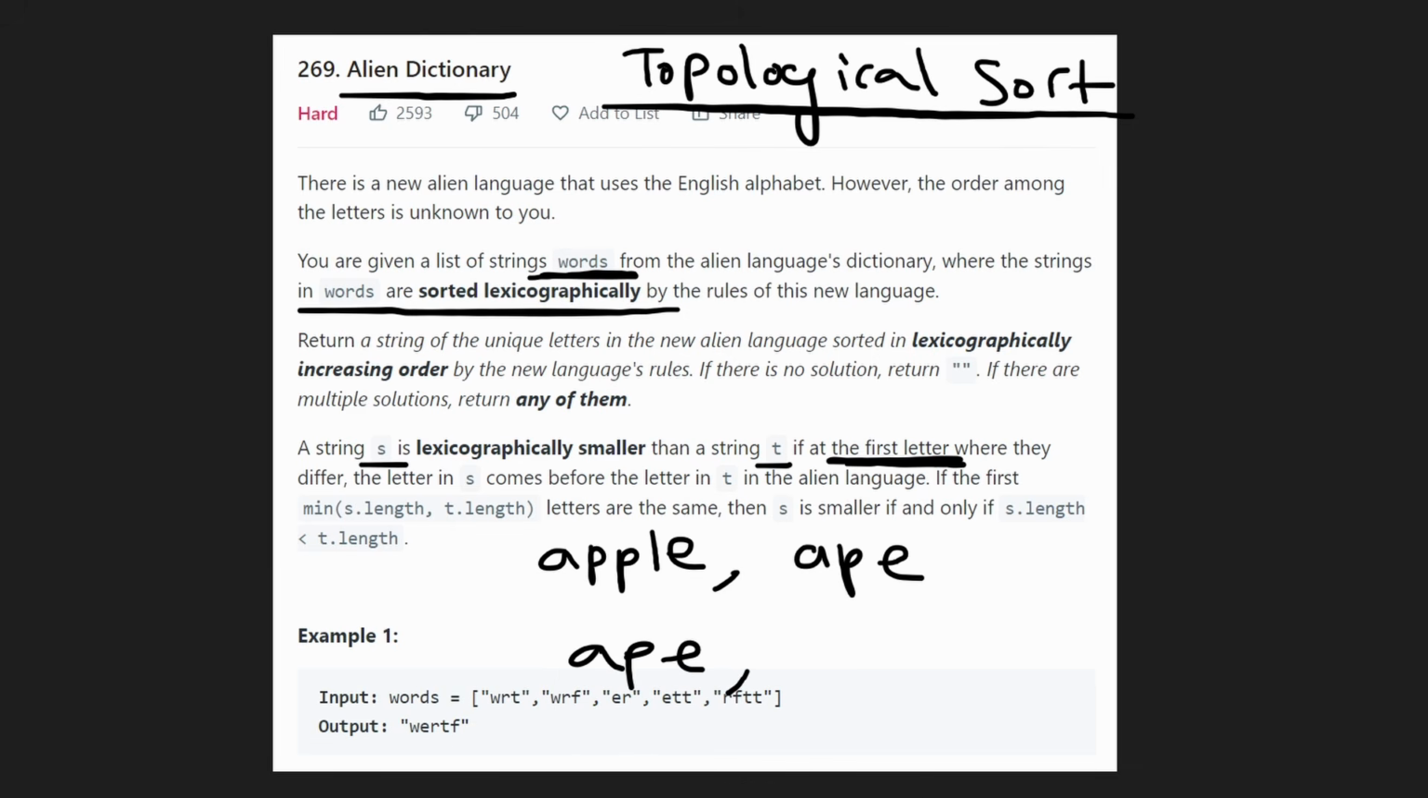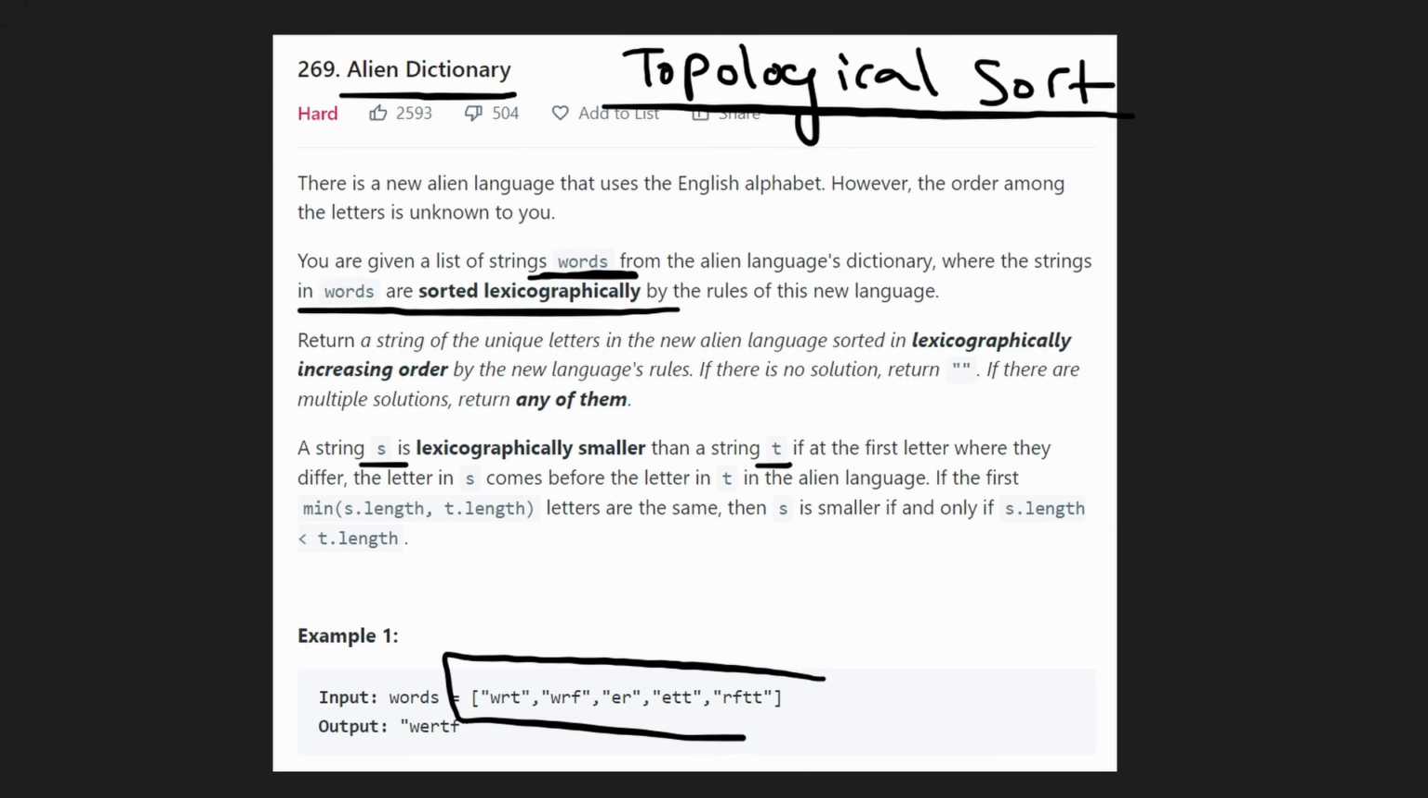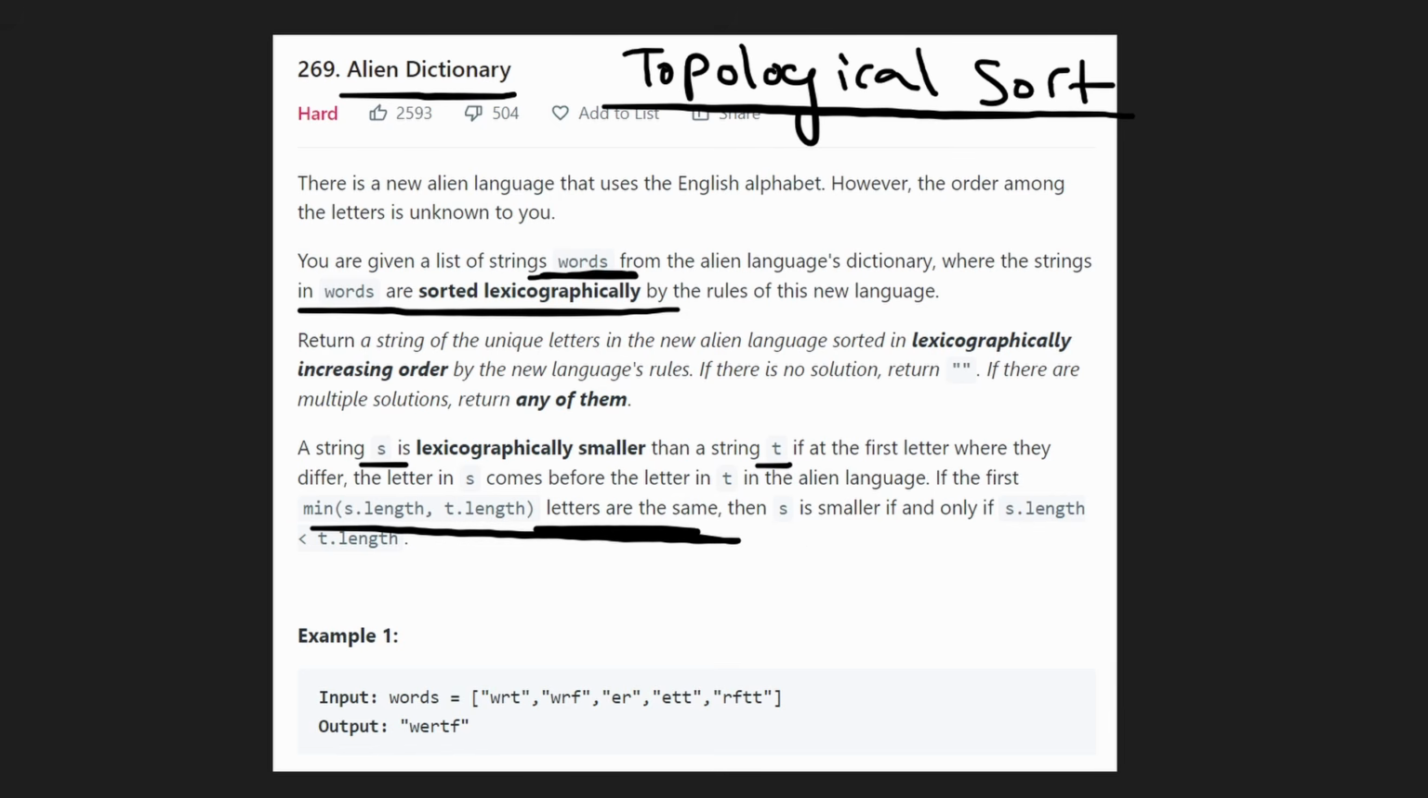Right, so that's how we would sort these words. Now, the difference in this problem is that the input that we're given is already sorted, right? So these words are already sorted. So we're going to use that to our advantage to basically figure out the ordering of the characters, character by character. And there's just one edge case we have to worry about. So if we're given two words where they have the exact same prefix, where basically the shorter word is a prefix of the longer word, if that's the case, that means the smaller word is always going to come first in the ordering.